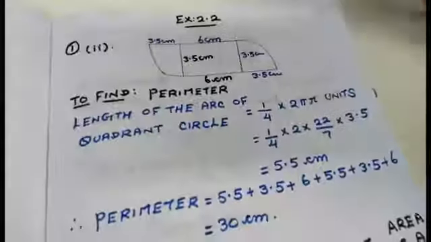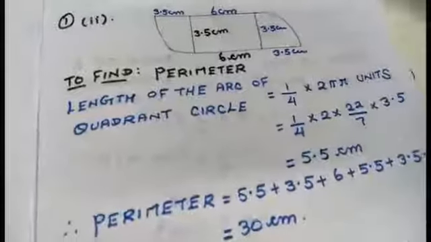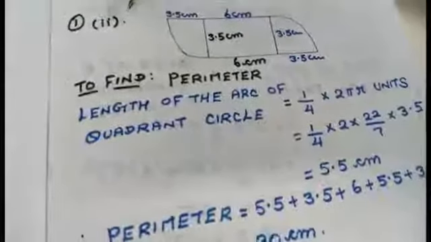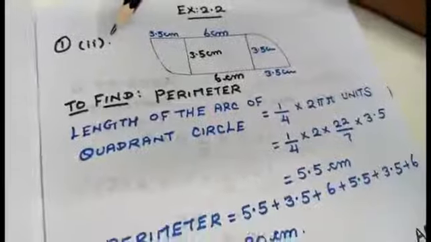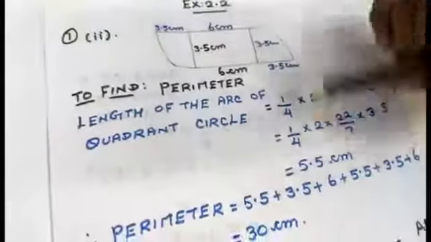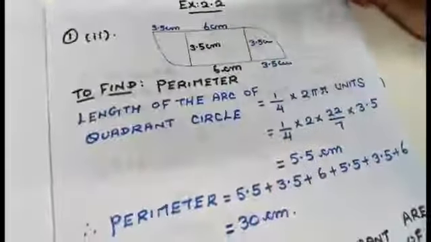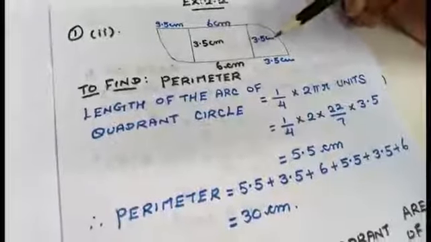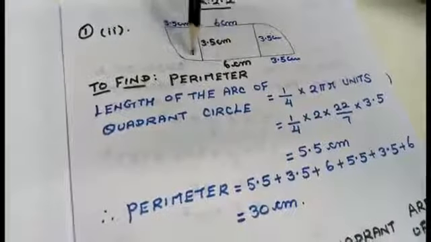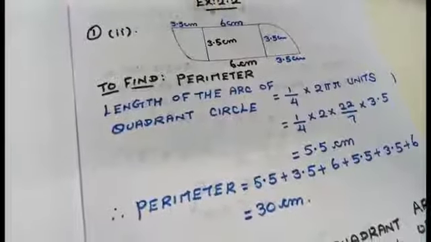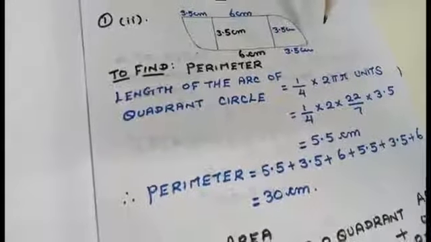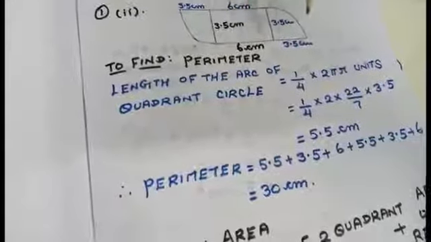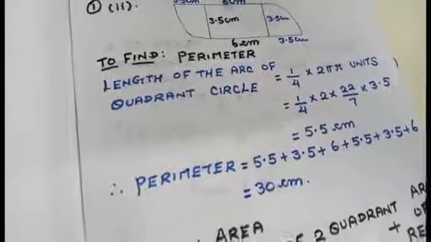Exercise 2.2, in that second sum, we are going to find the perimeter and area of the given figure. So what is the concept of perimeter? Perimeter is nothing but the outer part, that is the boundary, of that particular figure. We are going to find the values and add them. That is the concept of perimeter.